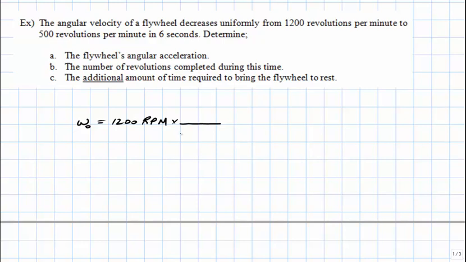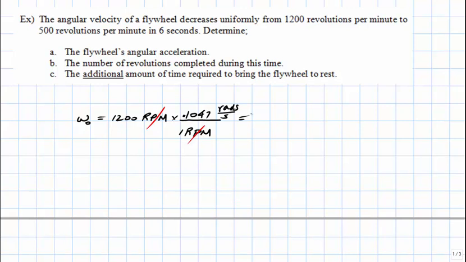That conversion factor is 1 RPM equals 0.1047 radians per second. So the RPM disappears, and the result equals 125.6 radians per second.